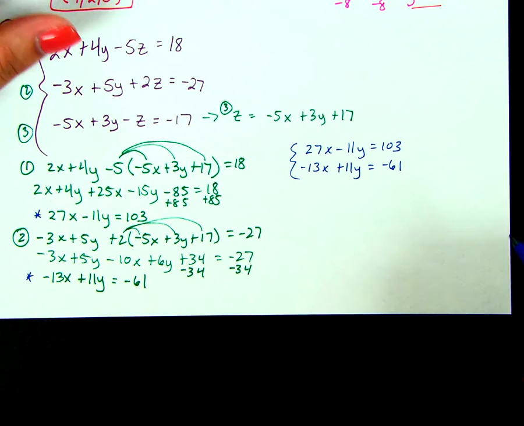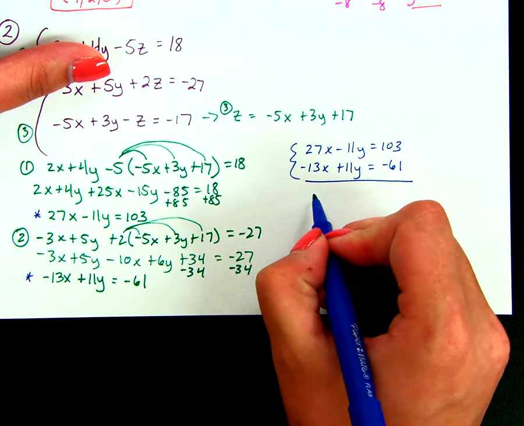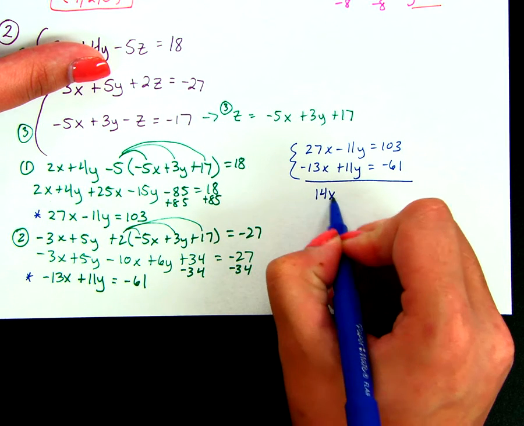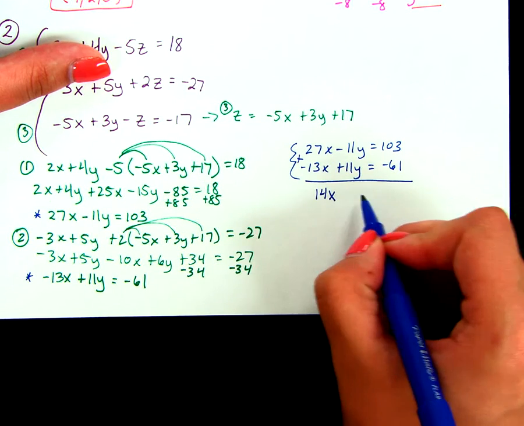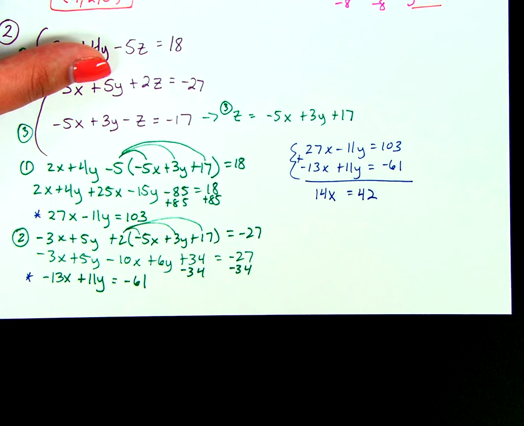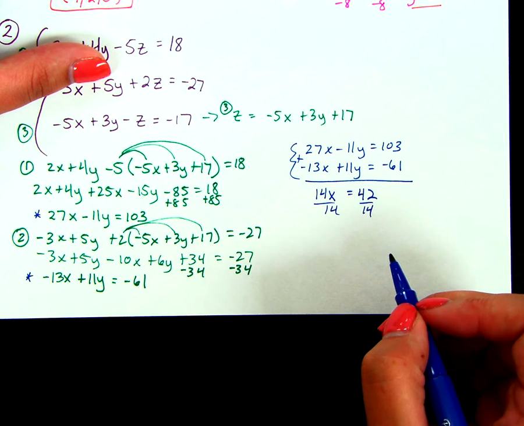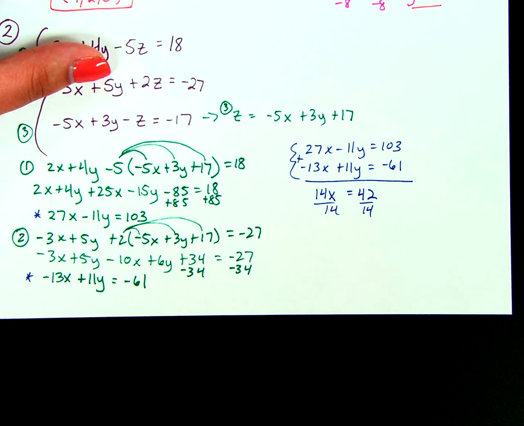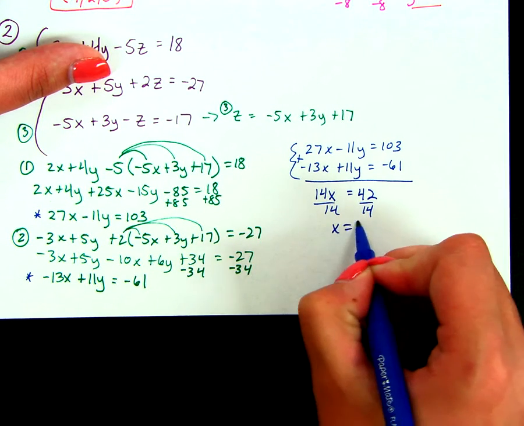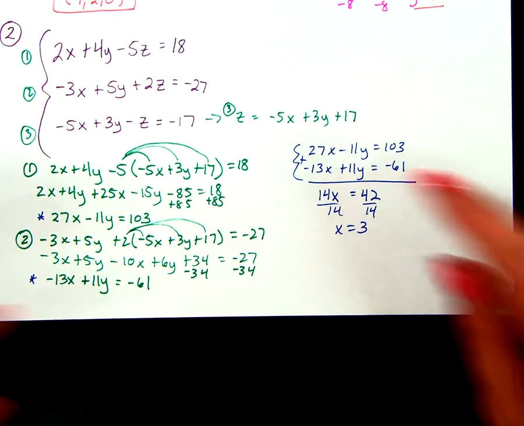out the y values. So if we add them as is, 27 plus a negative 13 is going to be a positive 14x. Our y's cancel, and then 103 minus 61 is going to be 42, and then we would divide that by 14. So 42 divided by 14 is going to be 3, so x equals 3. So now that we found our first variable, we're going to substitute that back into this system to find our next one.